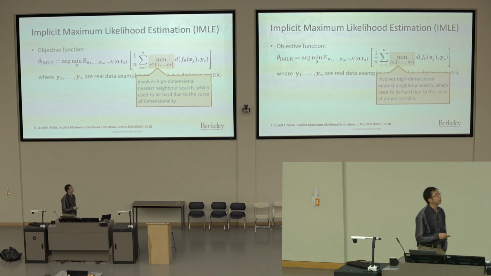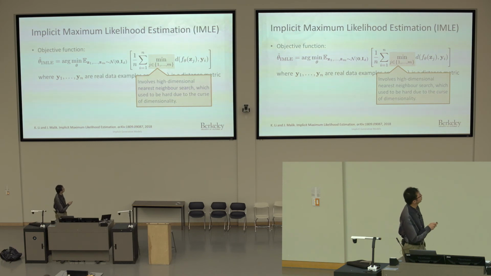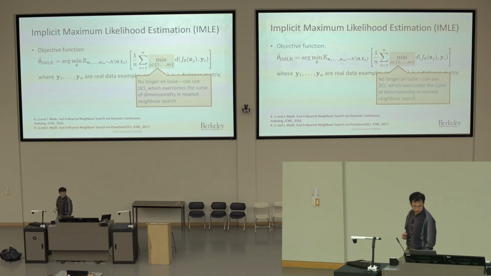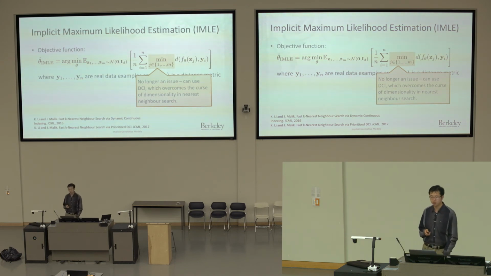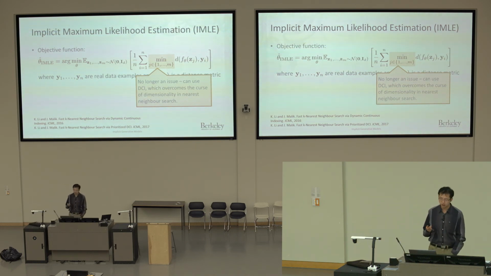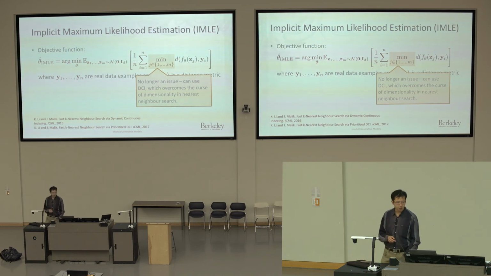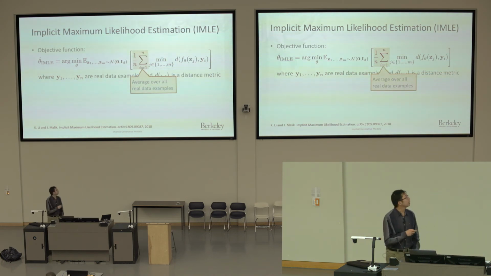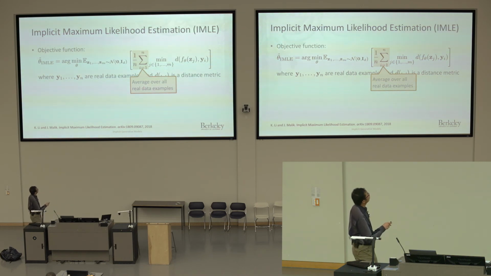So this, by the way, involves high-dimensional nearest neighbor search, because these things could be very high-dimensional, which could be hard due to the curse of dimensionality. Now, fortunately, this is no longer an issue, and this is from one of my other papers. We can use this method called DCI, which I developed a few years back, that overcomes the curse of dimensionality. We can actually show the runtime has no exponential dependence on the ambient or the intrinsic dimensionality. So if people ever tell you that you can't really do nearest neighbor search in a high-dimensional space, that's no longer true. And next up, we're going to average over all the real data examples.